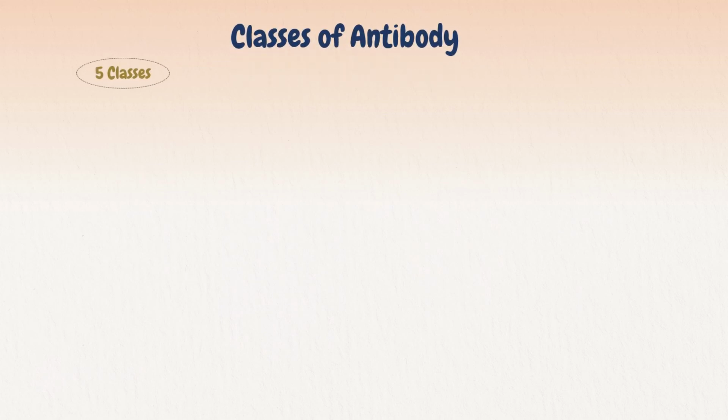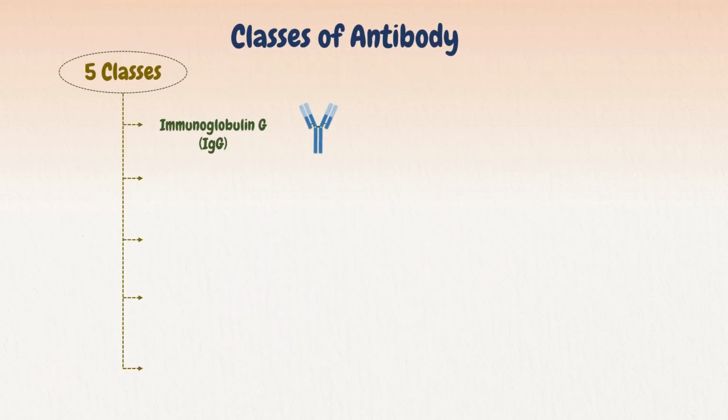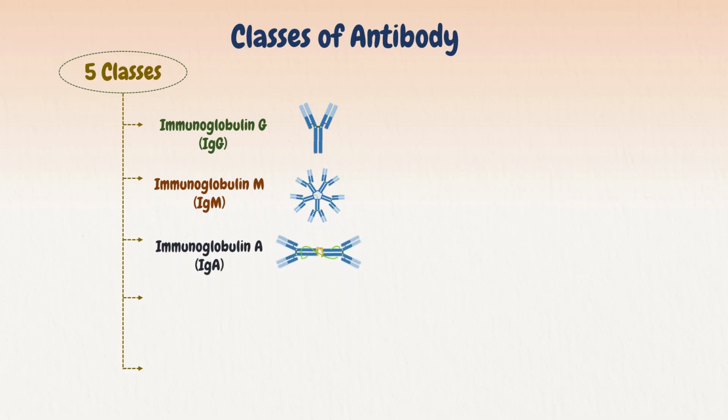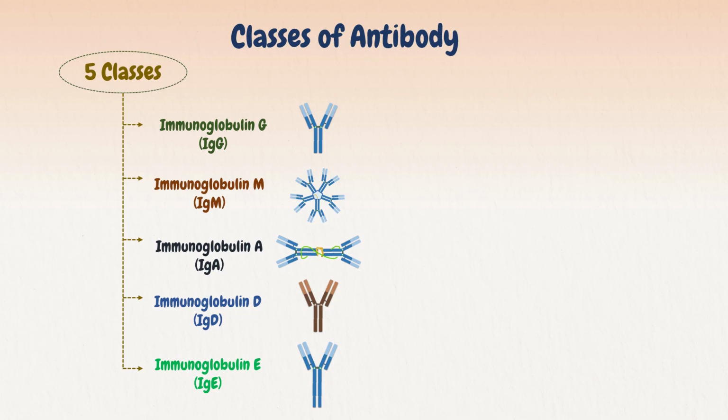There are 5 classes of antibodies or immunoglobulins, named as Immunoglobulin G or IgG, Immunoglobulin M or IgM, Immunoglobulin A or IgA, Immunoglobulin D or IgD, and Immunoglobulin E or IgE. All these classes have the basic 4-chain antibody structure. Also, they all have 2 types of light chains named as kappa and lambda.